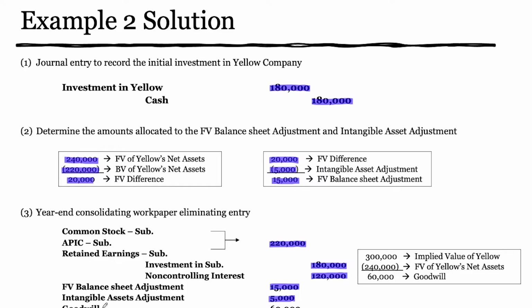Finally, it wants us to remove goodwill, which is all we're going to do, like in the last example, take the implied fair value of Yellow, which is given in the problem at $300,000, and subtract out the fair value of Yellow's net assets of $240,000, which leaves us with goodwill of $60,000. So we would debit goodwill $60,000.